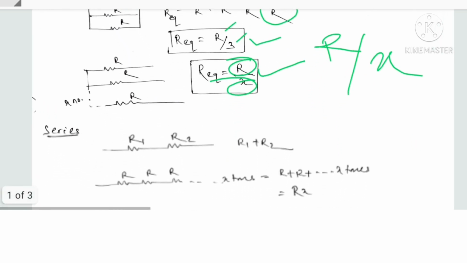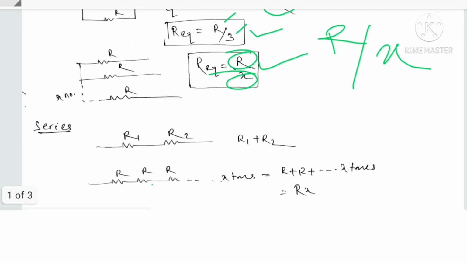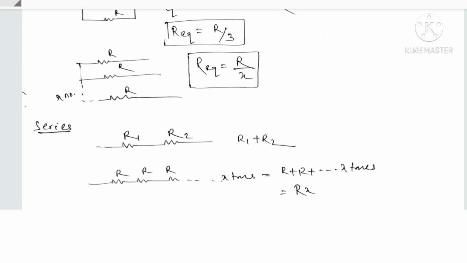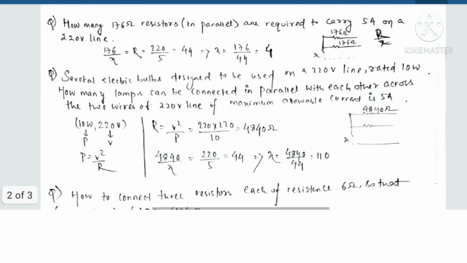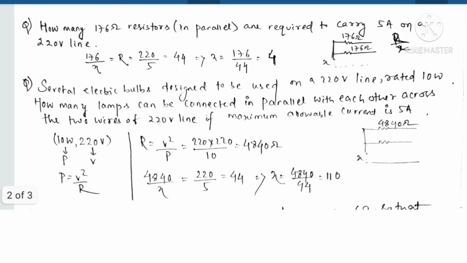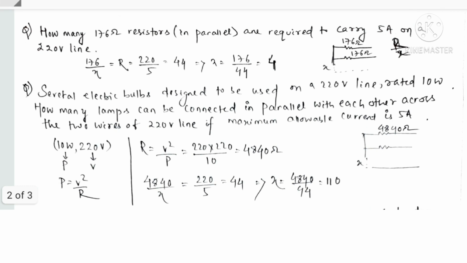Then in series combination, you know that it is R1 plus R2, and similarly if X number of resistors having the same value are connected in series, then R plus R, X times, so the equivalent will be Rx. And based on this, let us try to see some numericals.